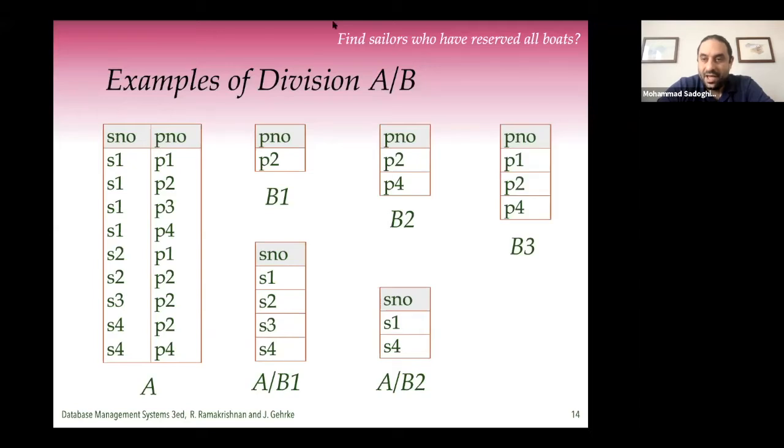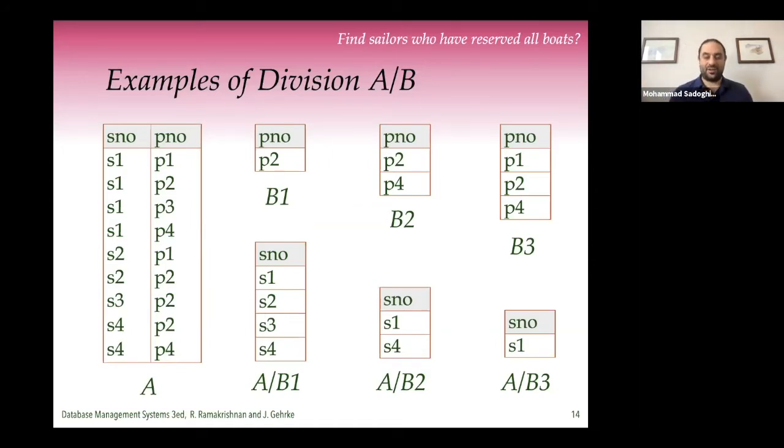And finally, if we say the set of our boats is P1, P2, P4, and then we do the same division, the only one that actually has resolved all these three will be S1, and none of the other ones would be qualified. So now this is the division operator.